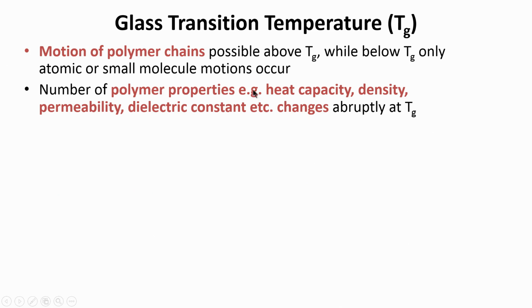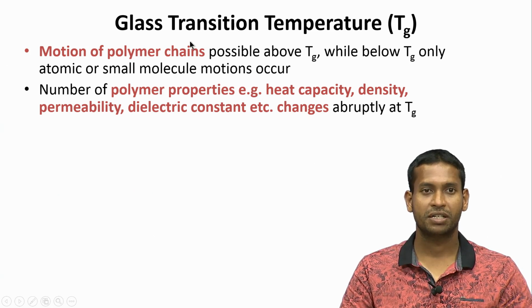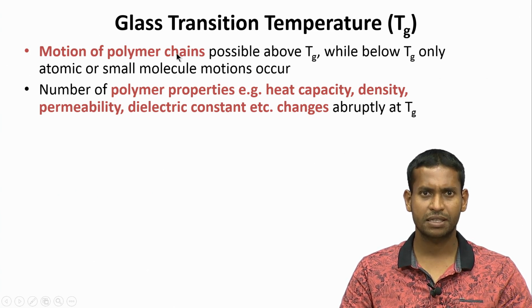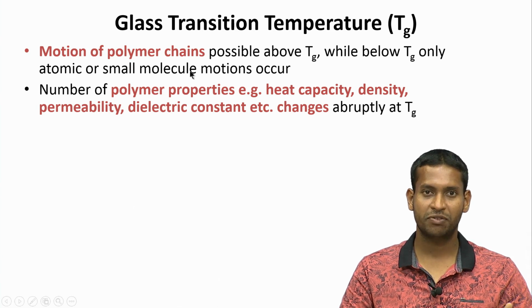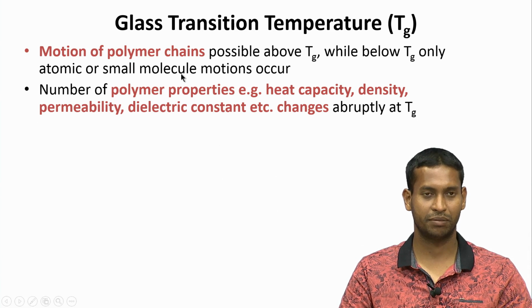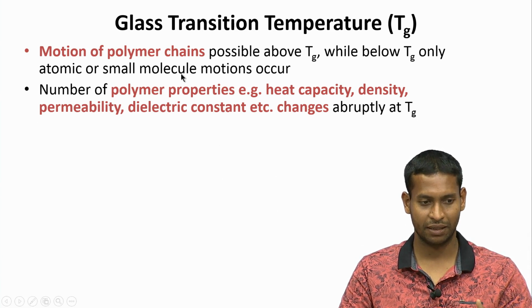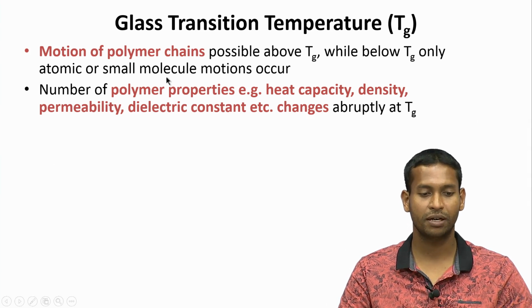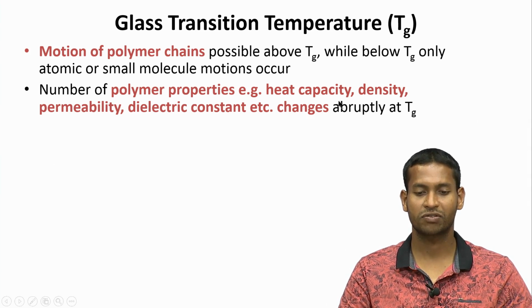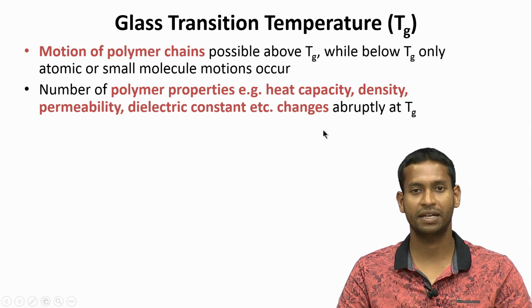So, again, how does this glass transition temperature affect properties? Since the motion of polymer chains will increase above Tg because it has now become rubbery, only above the glass transition temperature will you have a lot more motion, a lot more diffusion through it. It will change a lot of sub properties like heat capacity, density, permeability, dielectric constants. They all change very abruptly at Tg.